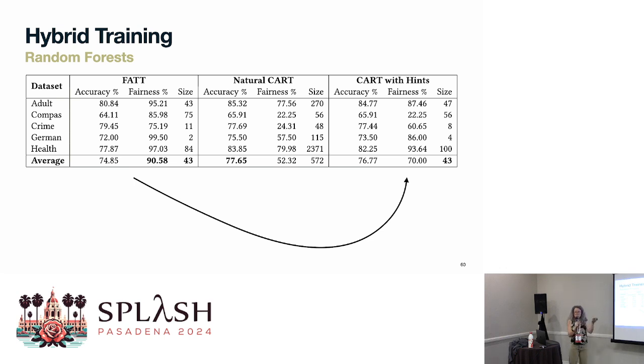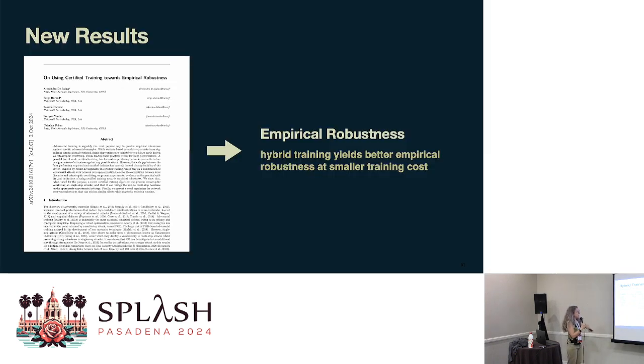So it was an interesting way of using formal methods to do something useful for the machine learning community. And then we have new results in the space. Last bit, I promise, I'm almost done. Basically, we did use the hybrid training, now that we understand what hybrid training is. And we used it to do adversarial training.